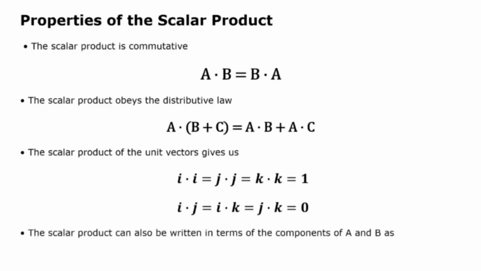Lastly, the scalar product can also be written in terms of the components of A and B as A dot B equals A sub x times B sub x plus A sub y times B sub y plus A sub z times B sub z.